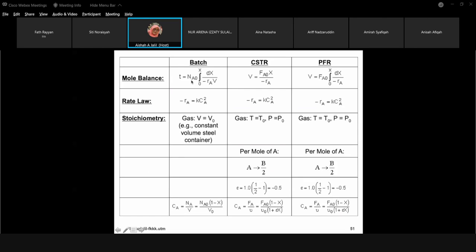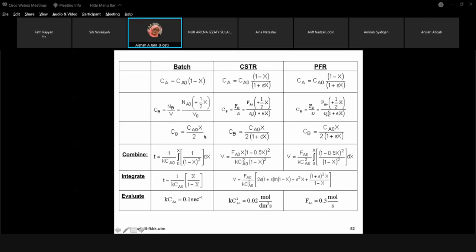So it becomes like this. The mole balance for the batch, CSTR and PFR. Okay, you can get this one. The rate law is like this. The rate law is the same. Stoichiometry, constant volume. No need to consider the T and P. You can get this one.